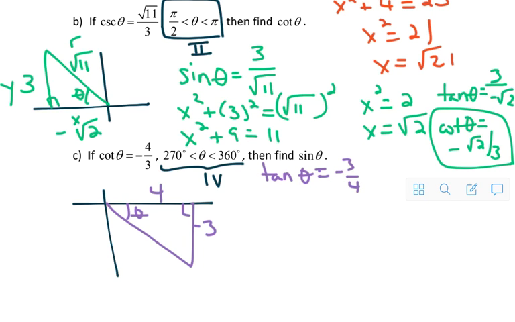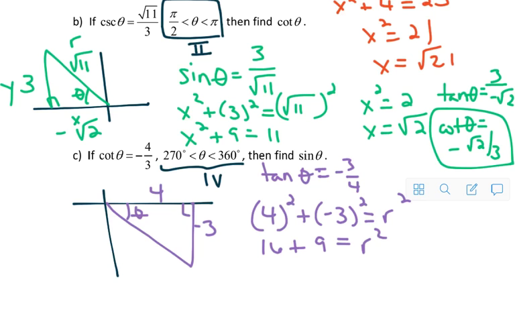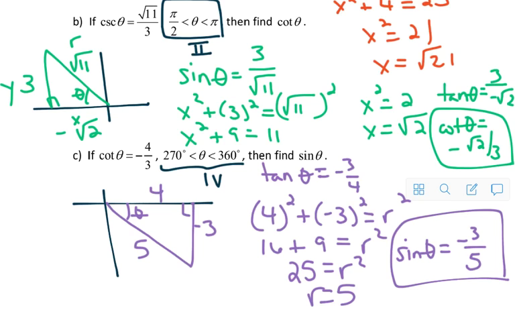So let's do the Pythagorean theorem. x squared plus y squared is equal to r squared. Don't forget, when you square a negative, you get a positive. So 16 plus 9 is r squared. So 25 is r squared. r must be 5. Well, now I can find the sine of theta. The sine is opposite over hypotenuse.